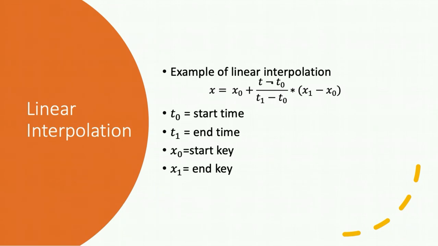An example of the linear interpolation equation is x equals x0 plus the time rate, multiplied by x1, the end point, minus x0. Here t0 is the start time, t1 is the end time, x0 is the start key, and x1 is the end key. So this is the formula of linear interpolation.